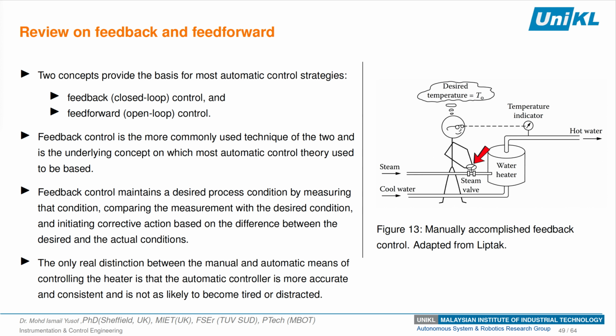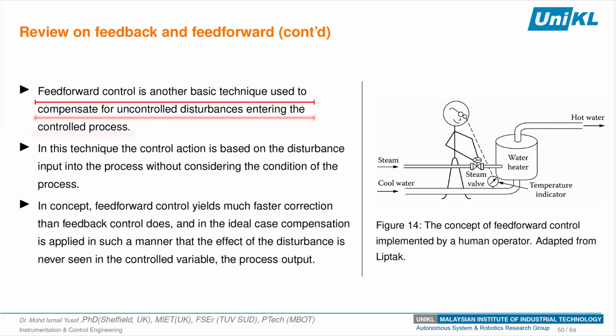Feedback control has definite advantages over other techniques in relative simplicity and potentially successful operation in the face of unknown contingencies. In general, it works well as a regulator to maintain a desired operating point by compensating for various disturbances that affect the system. And it works equally well as a servo system to initiate and follow changes demanded in the operating point. Feed-forward control is another basic technique used to compensate for uncontrolled disturbances entering the controlled process.